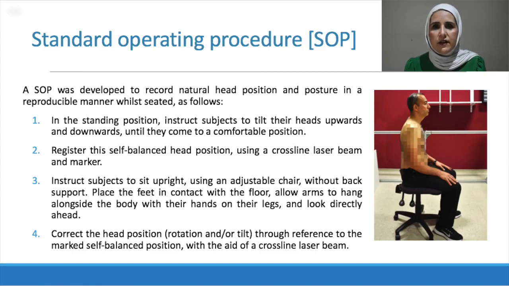We place the dots on the face following the cross laser beam, and then we ask the patient to sit upright in an adjustable chair without back support, and we ask the patient to place their feet on the floor and allow their arms to hang alongside the body, with the hands directly on their legs, and look directly ahead. And then we recreate the head position by using the cross laser line and adjust the head if there is any tilt or rotation.